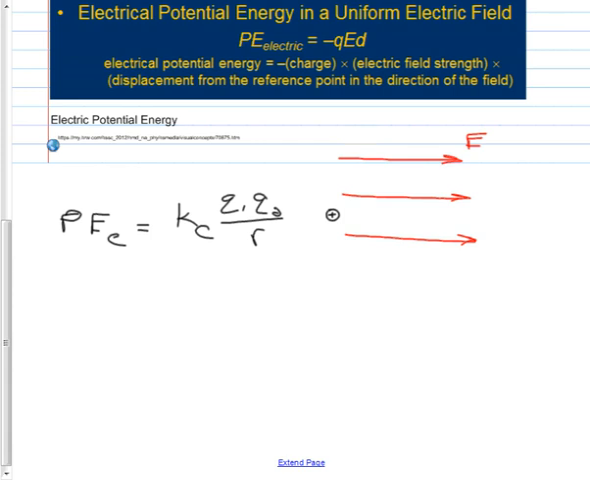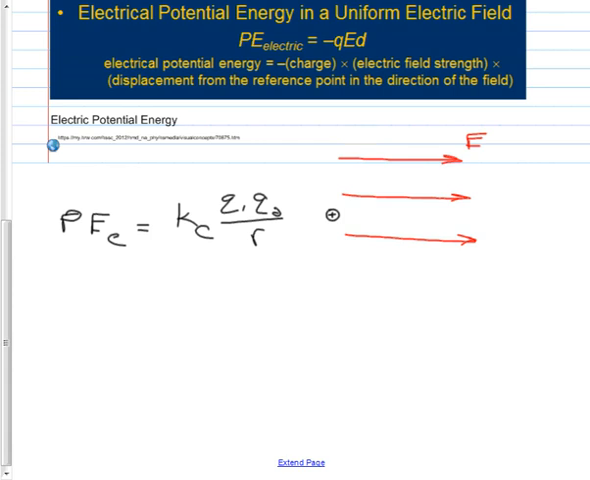Now, there was an electrical force formula that looked almost exactly like this. Do you remember the difference? The R was squared on the electrical force. So it was still Coulomb's constant times the two charges, but over the distance squared. This formula looks very similar to that electrical force formula, except this one is just R by itself.